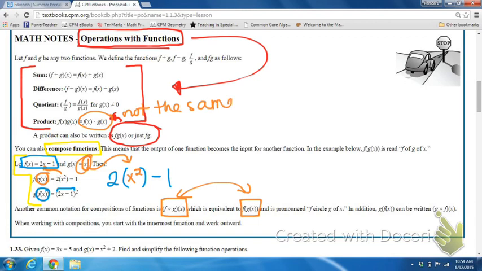Okay, so notice that's just a regular old closed dot, and the f and g are also together, right? So both of these are our composite notation. Okay, so composite functions are done like that. All right, let me do a couple examples for you guys now.